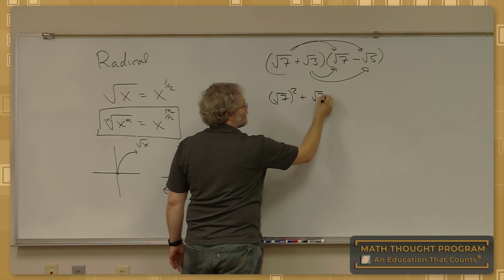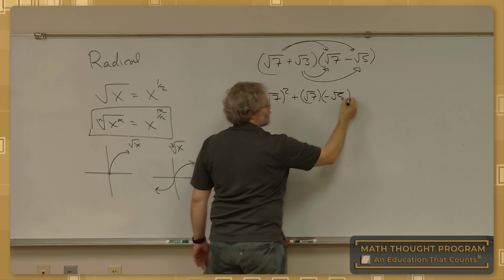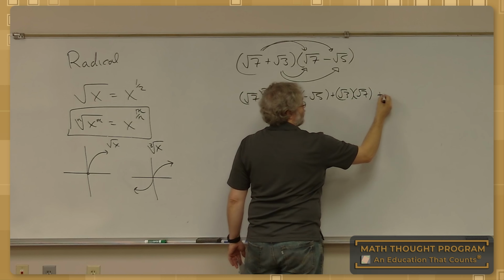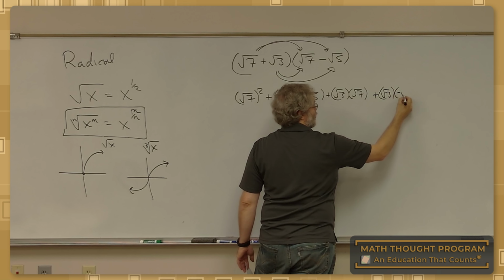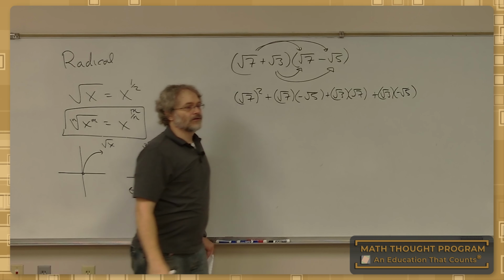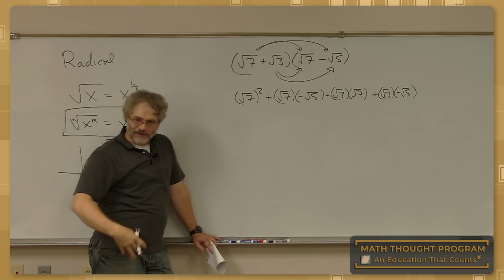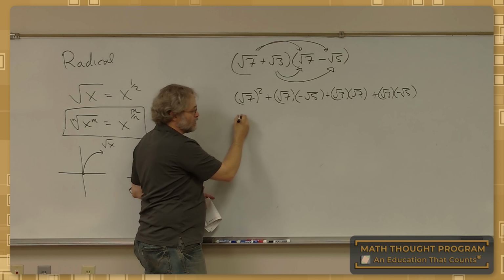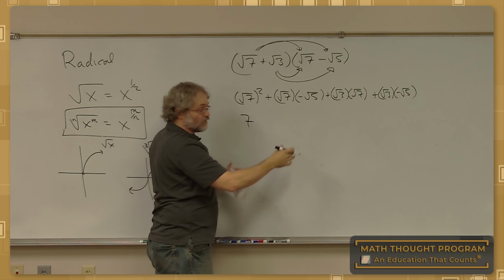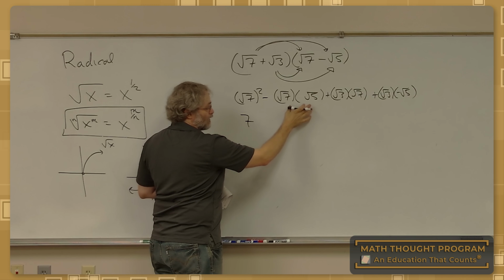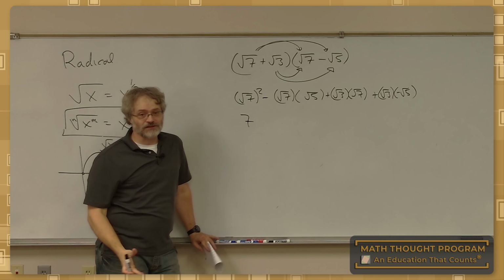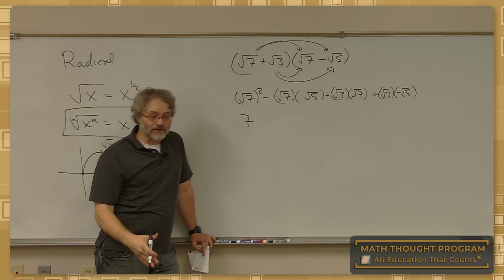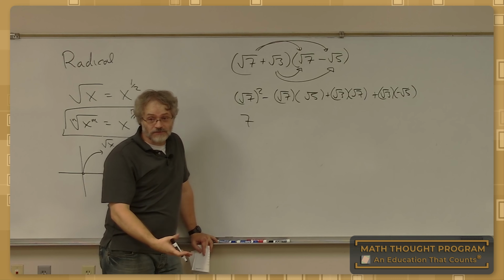You have a root 7 times a negative root 5. Then I'll have a root 3 times a root 7, followed by a root 3 times a negative root 5. So after I have it completely expanded out, then maybe I want to clean it up a little bit more. And I see here I'll have a 7. Here I can factor out the negative. And I really want to ask myself, is there any kind of simplification that I can do at this stage? And if there is, go ahead and do it. If not, go ahead and move on to the next part of the problem.